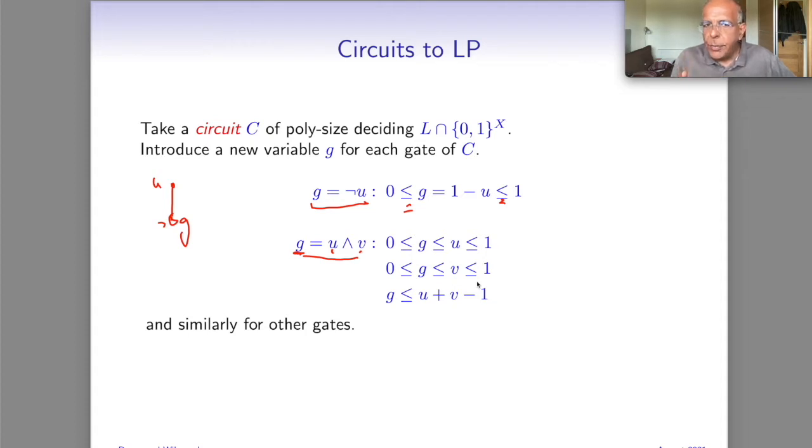So what do we get? We get a collection of linear constraints for which the only 0, 1 valued solutions, once you fix a value for all the variables x, are valid computations of this circuit. Okay, and so we can put the requirement that the output gate is exactly 1, and we see that the only 0, 1 solutions to the whole thing, when projected down to the variables x, are exactly those inputs which are accepted by the circuit C, which is what we wanted.